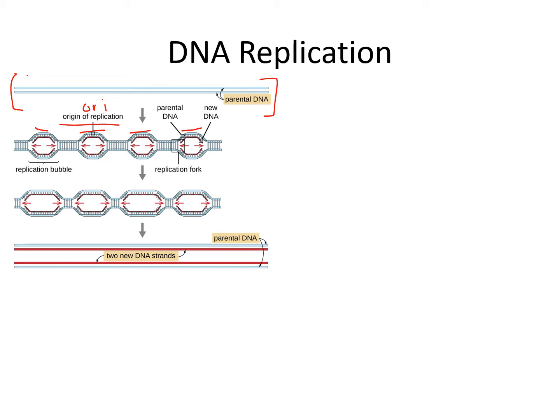And when DNA replication begins, those hydrogen bonds that held the two complementary strands together will be broken, and that will create a replication bubble. And those bubbles will continue to expand until they go through the whole chromosome, and you end up with two identical DNA molecules. And each DNA molecule is made of an original parental strand of DNA and then a newly synthesized strand of DNA. And this type of replication is called semi-conservative.